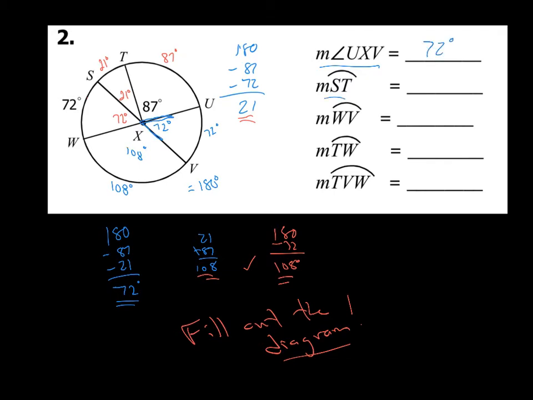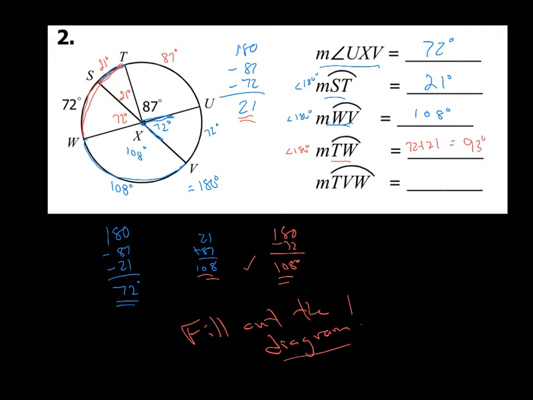The measure of minor arc ST, that's right here. That's 21 degrees. The measure of minor arc WV, remember these are less than 180 degrees by definition. W to V is right here. That's 108 degrees. The measure of minor arc TW, right? Less than 180 degrees. TW goes from T all the way to W. So that's going to be 72 plus 21, which is going to be 93 degrees.